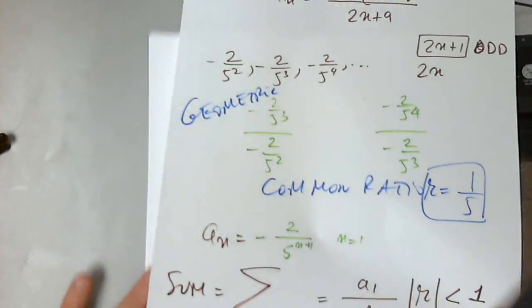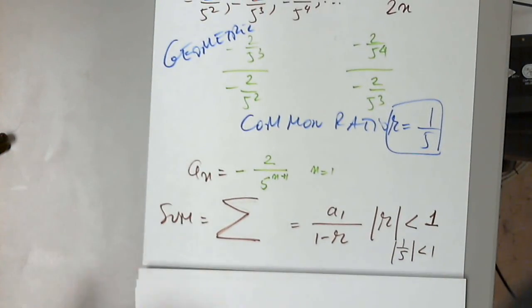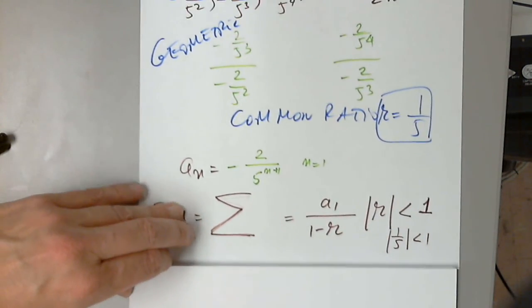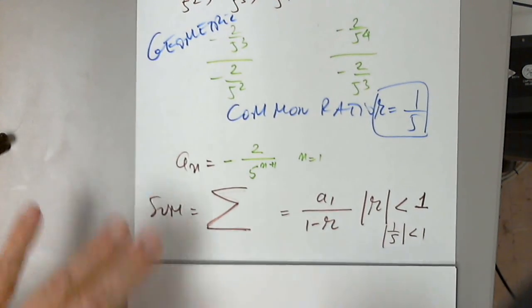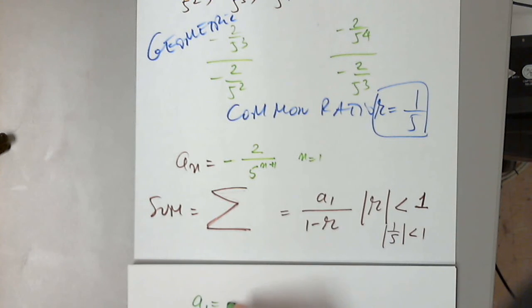What will be A1? I know I have 4 minutes left, I know. What will be A1? -2/5. So A1 is (-2/5) squared.